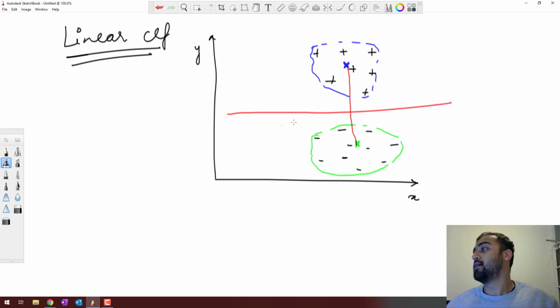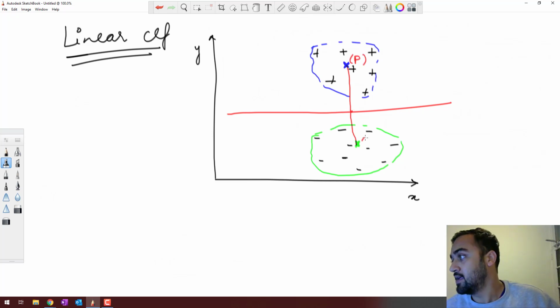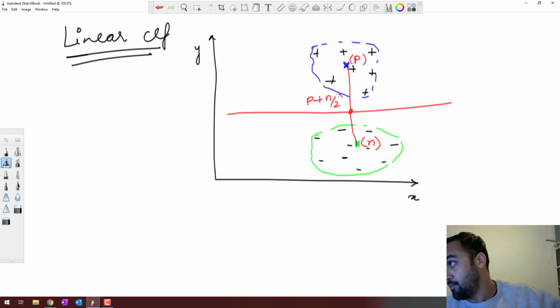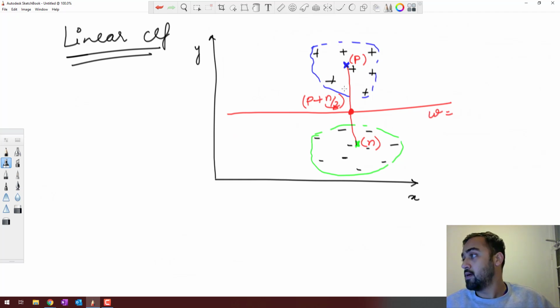All right, so let's say the center of mass, this is P, this is N, right? So this point would be P plus N by 2, right? And as W passes through P, this line W is equal to P minus N, right?